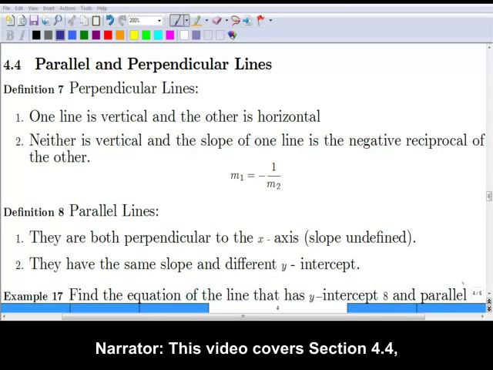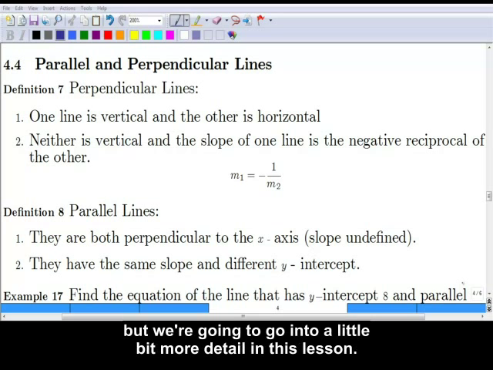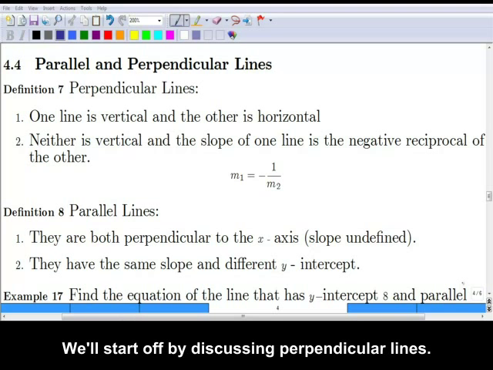This video covers section 4.4, which discusses parallel and perpendicular lines. Now, we discussed these in the 4.3 lessons, but we're going to go into a little bit more detail in this lesson. We'll start off by discussing perpendicular lines.